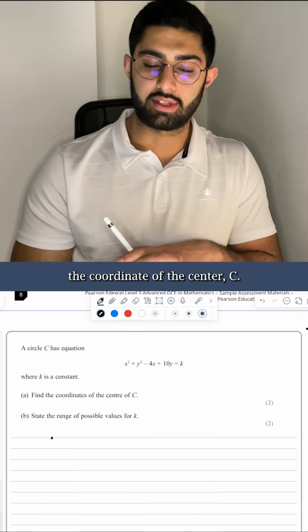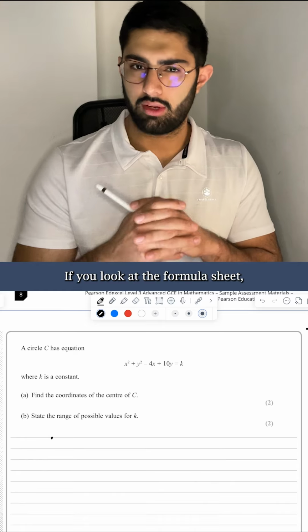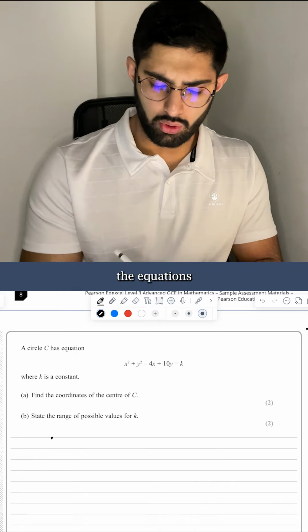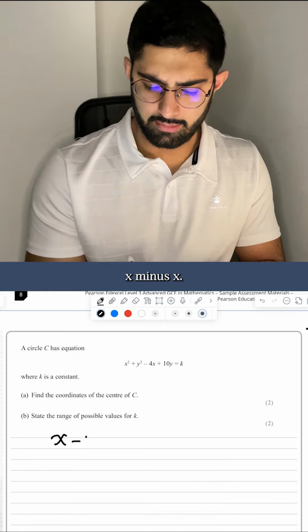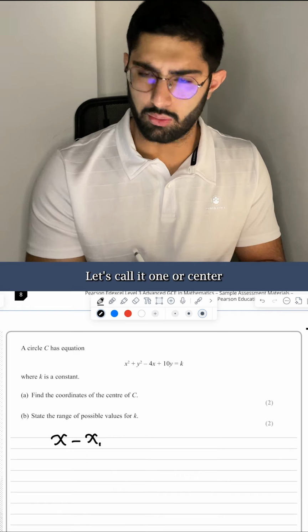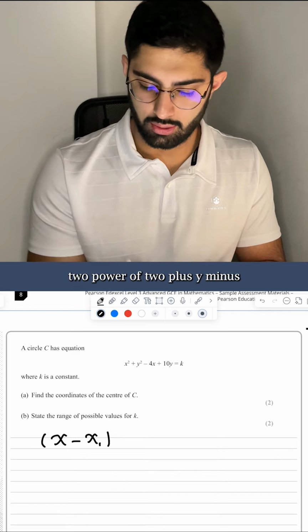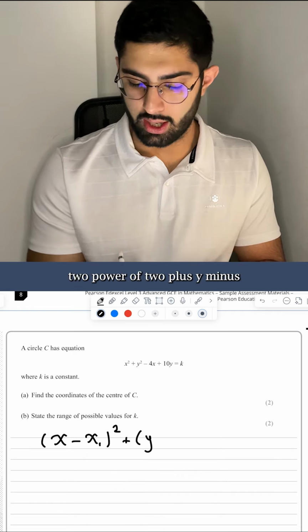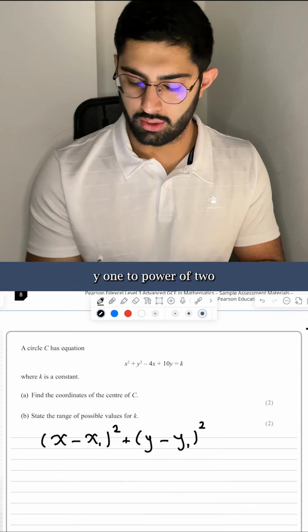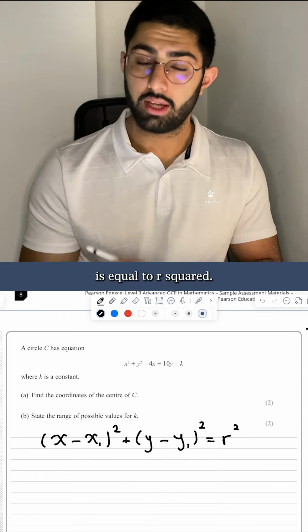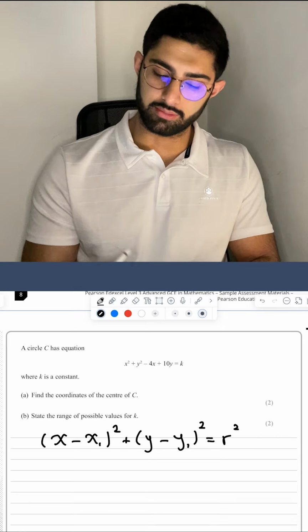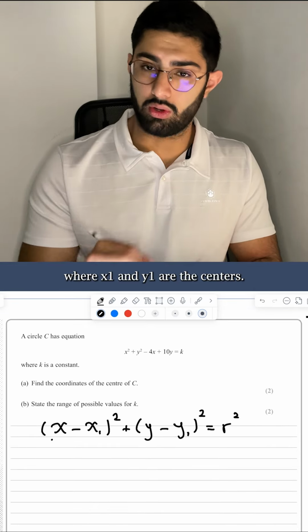First, you have to find the coordinates of the center C. What is the coordinate? If you look at the formula sheet, you can see that the equation is generally written like this: (x minus x1, or x center) to the power of 2 plus (y minus y1) to the power of 2 equals r squared. This is the general equation of a circle, where x1 and y1 are the center.